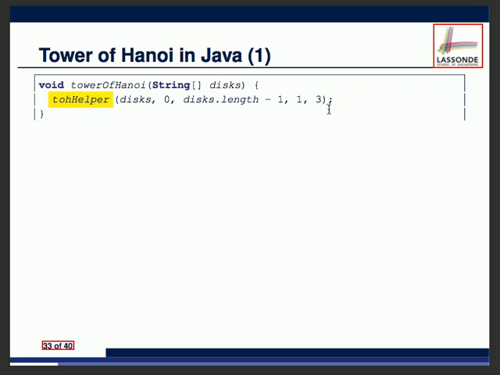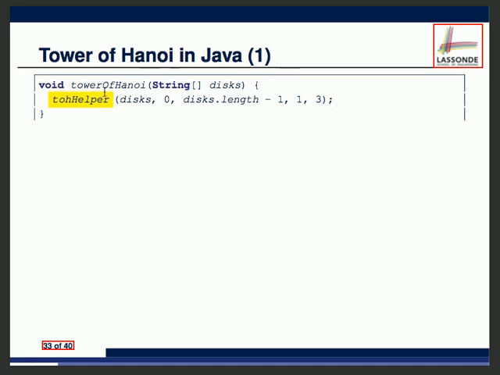Let me just interpret this for you. This means we want to move the disks from 0 to index 2 in this case, which means I want to move A, B, and C. We want to move them from peg number 1 to peg number 3. So what this really means implicitly is number 2 is going to be used as an intermediate peg. Okay?